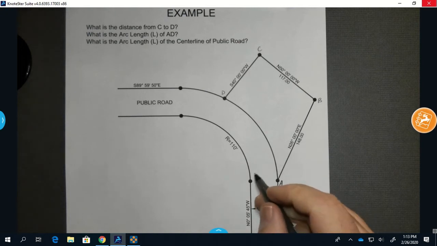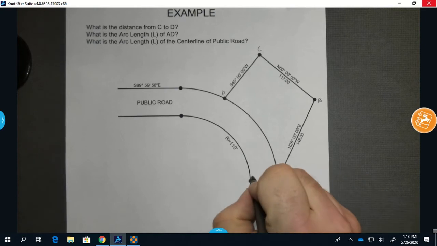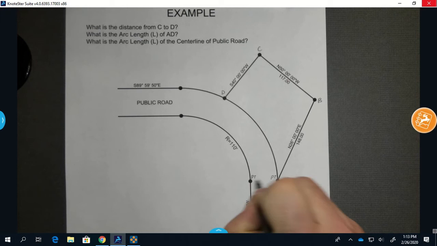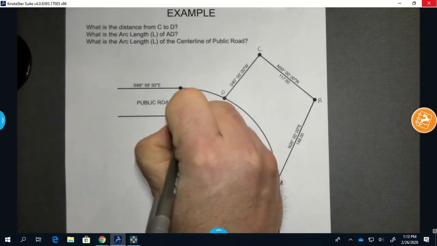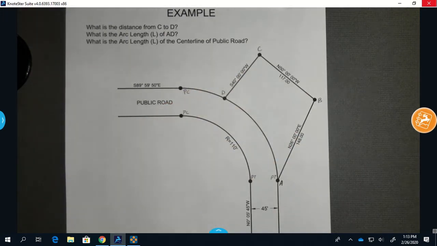A couple of other things I want to write on here just to make sure it's clear. This is a PT. This is a PT. So these dots are points of tangency. These dots here are points of curvature, so PCs. Okay?